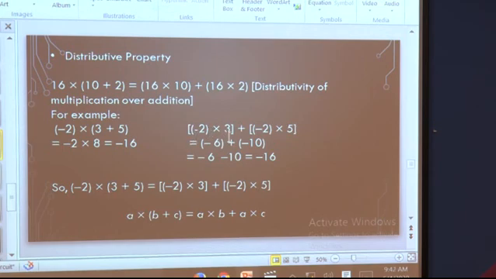Here is -2 multiplied by 3, that I had taken in a bracket, plus -2 into 5. What do I have to do? First we have to solve the brackets. So 3 multiplied by 2 is 6. It is a negative integer, so I write minus 6, plus. First you will solve here: 5 2s are 10. Again it is minus, so you write minus 10. So minus 6, plus into minus is minus, so I have written here minus 10. So minus 6 minus 10 is equal to minus 16.